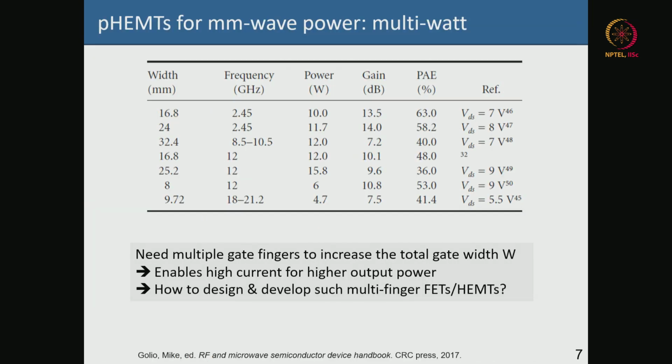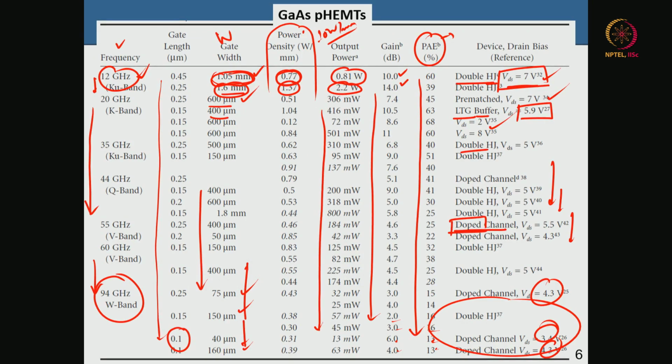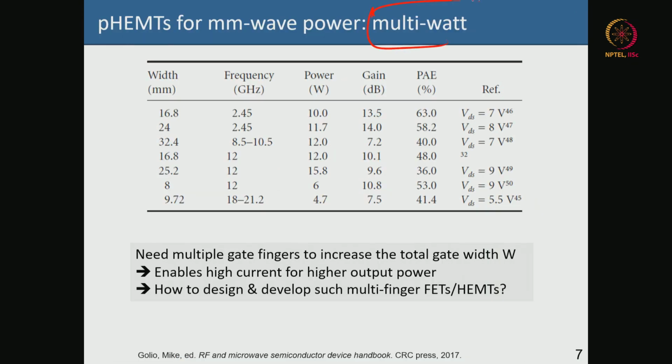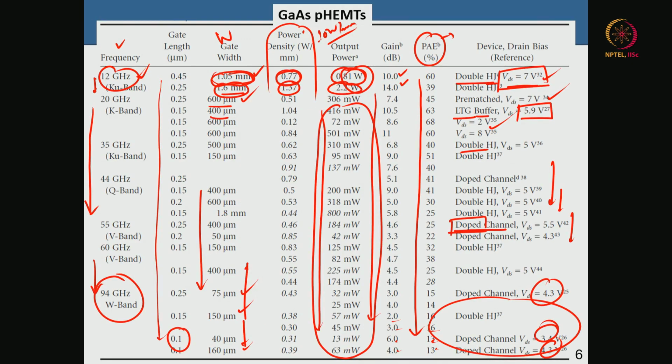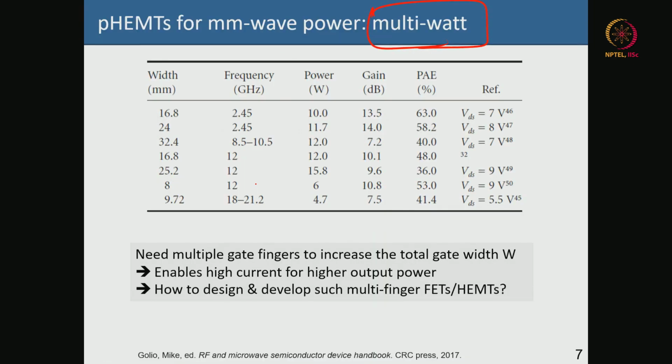Now, this was the absolute powers in milliwatts, all these are in milliwatts. If you want to get actual power in watts, we call them multi-watt devices. If you want to get actual amplified power in watts, then you need to have a large gate width. So, the gate width was what, 500 micron, 150 micron, 400 micron. Instead of that can I use a gate width of 16 millimeter, but this frequency is low, of course, 2.45 gigahertz.